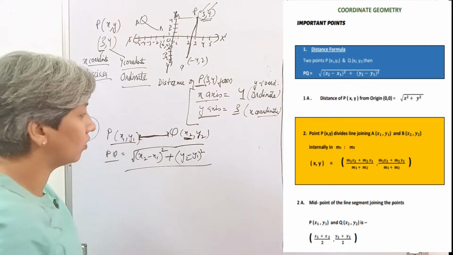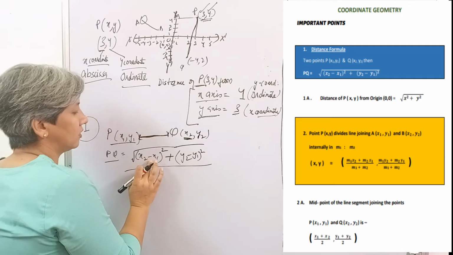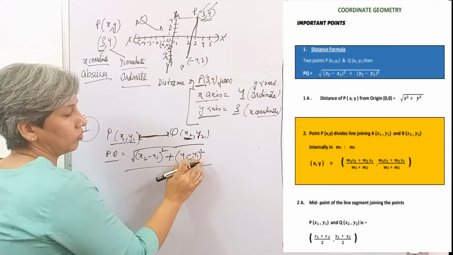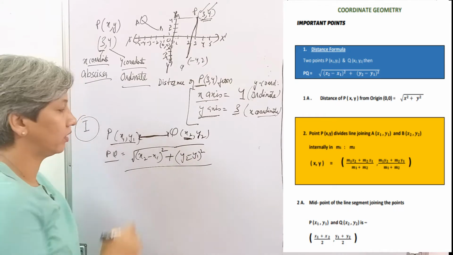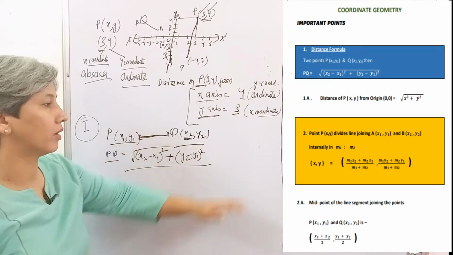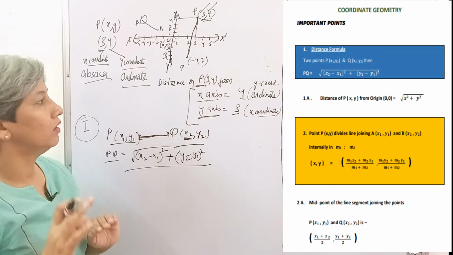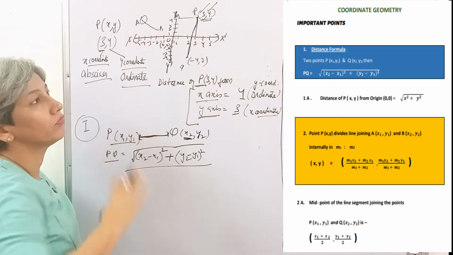कोई भी पॉइंट्स दिए हो, आप एक का x coordinate लीजिए माइनस दूसरे का, whole square कर दीजिए, एक का y coordinate लीजिए, दूसरे का लीजिए माइनस करके whole square करके, पूरे का under root निकाल लेंगे, आपके पास वो distance आ जाएगा units में, right? Fine, this is my first formula.